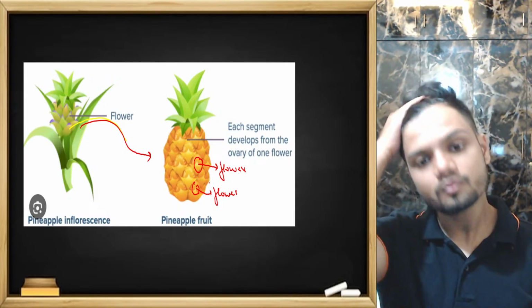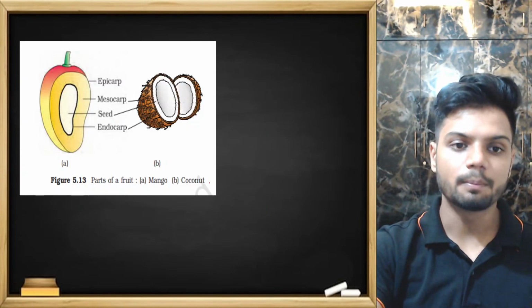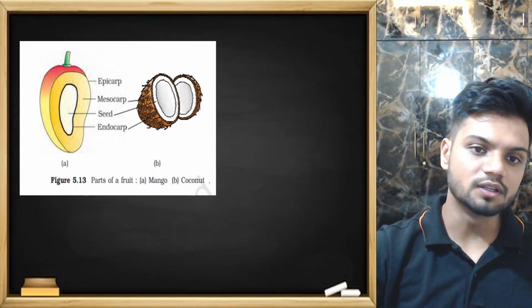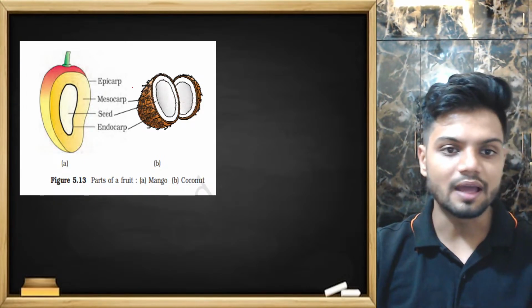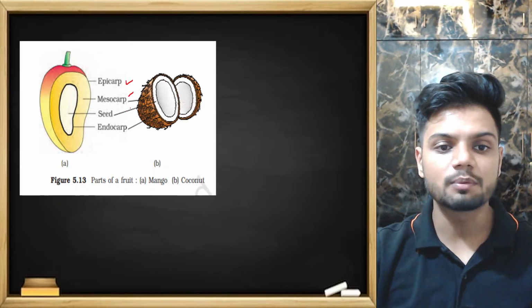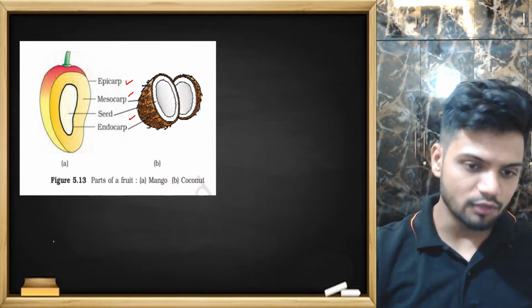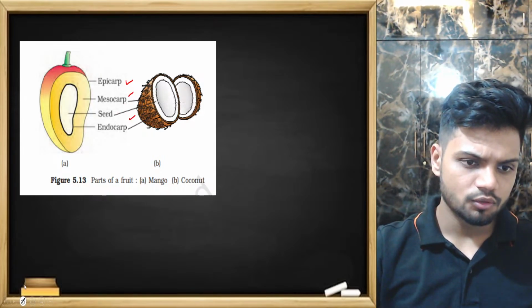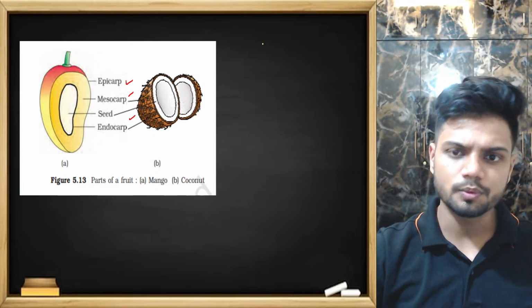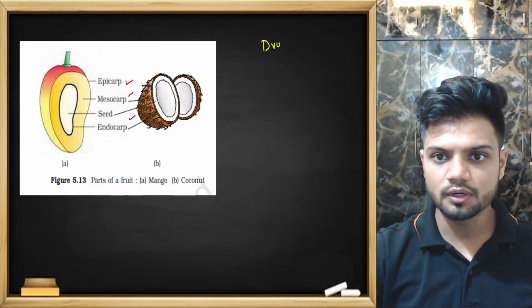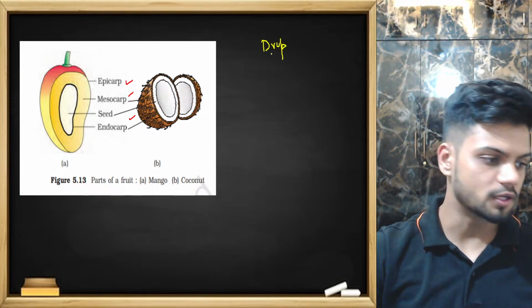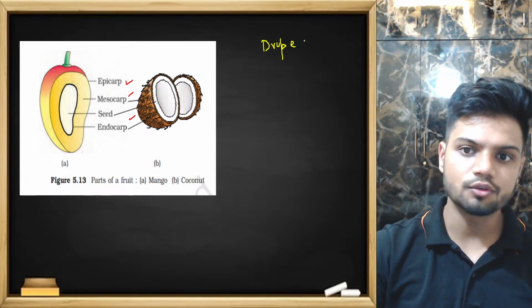That is for a parthenocarpic fruit. Can you see here? We have the epicarp, the mesocarp, and the endocarp for your entire fruit. Now, students, I'll tell you a small thing about drupe here. Your entire fruit is called a drupe. Okay, it's called a drupe.